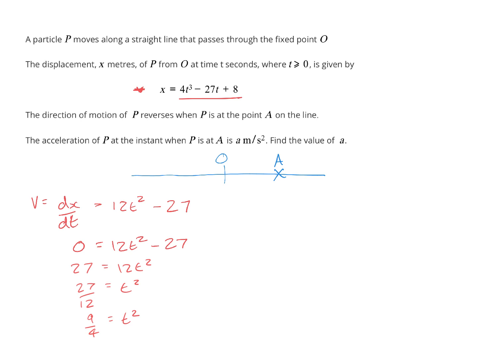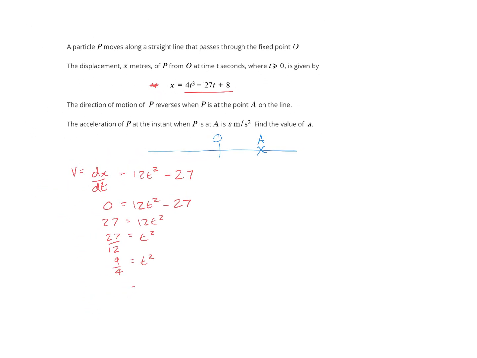So we can say that t squared is 9 over 4, so t is equal to the square root of 9 over 4, which is equal to 3 over 2. Now technically it's plus or minus 3 over 2, but we're dealing with time, and time cannot be negative. It even reminds us of that in the question. So we can ignore that, and we just say that t is 3 over 2, or 1.5 seconds. That's the point when our particle stops and goes backwards. So that's when we get to point A. So the time is there.